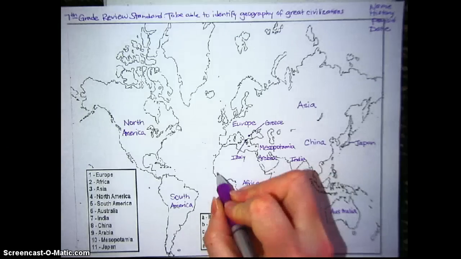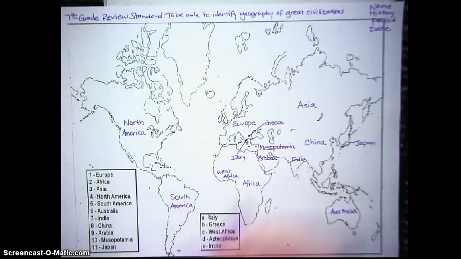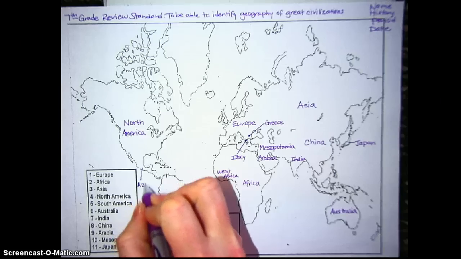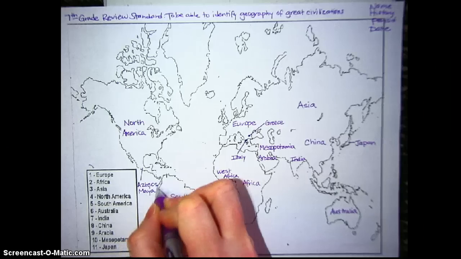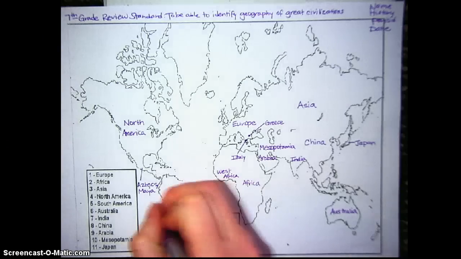West Africa is here. We're on the west coast, Africa. That was called West. That is still called West Africa. D, Aztecs, Maya, or the Mayan civilization. They're right out here. Sort of in Central America. Aztecs and Maya civilization, or Mayan, the Mayans. And E is Incas. The Incas are right here.